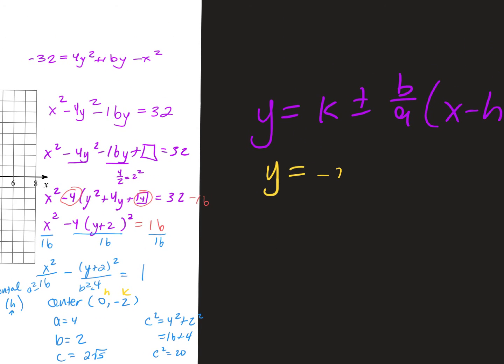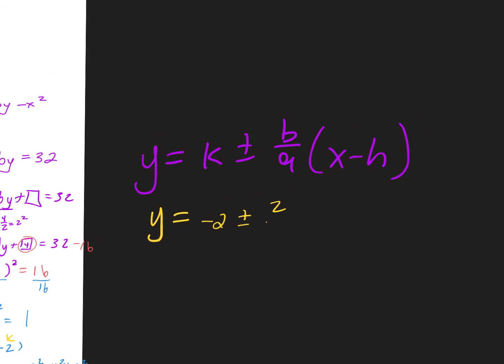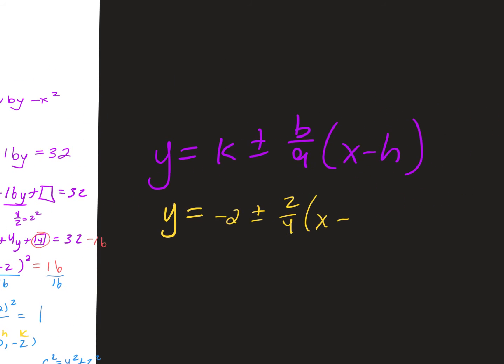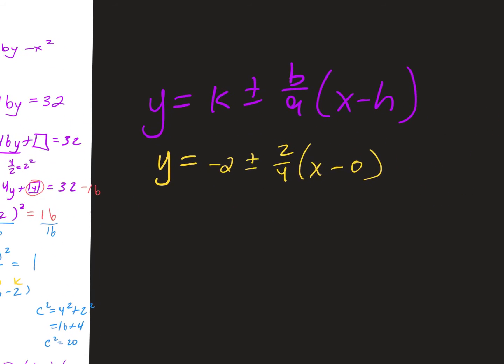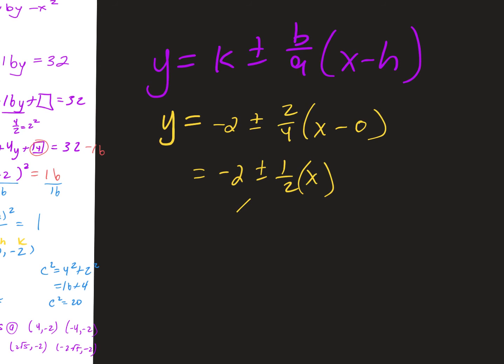Okay, so I have negative 2 plus or minus. What is b and what is a? 2 over 4. It's a fraction, okay? x minus, good. So I know that x minus 0 is just x, right? So you have two equations here. It's y equals -2 plus 1/2 x and -2 minus 1/2 x.